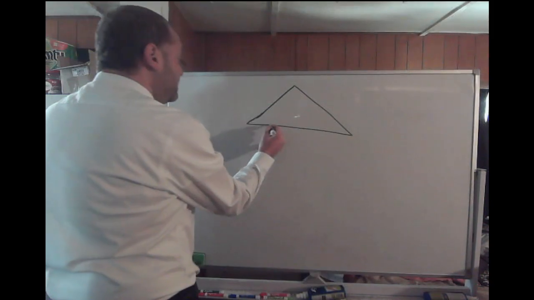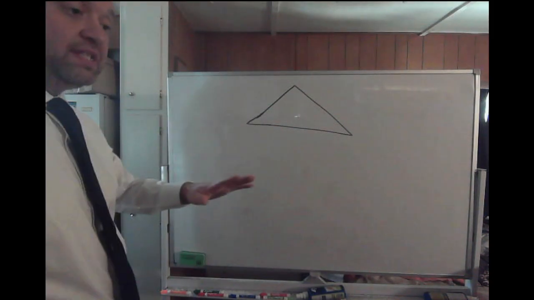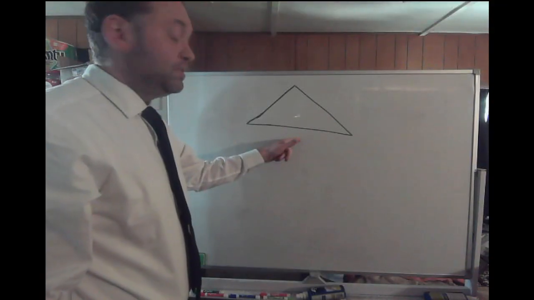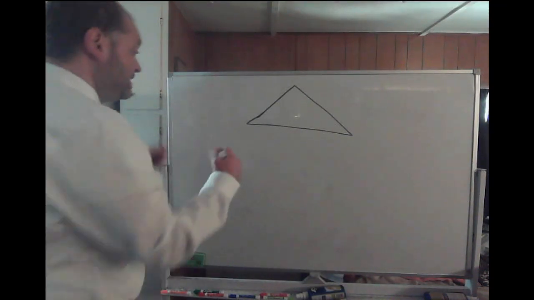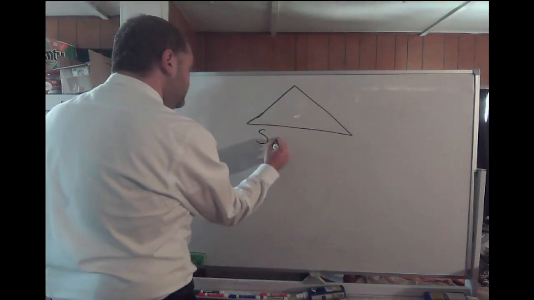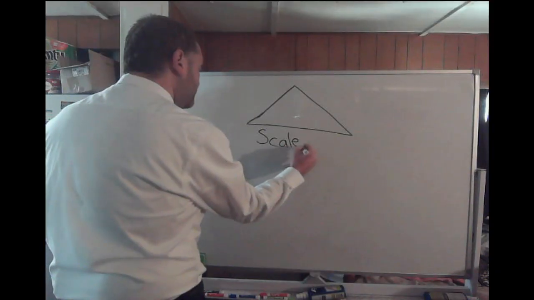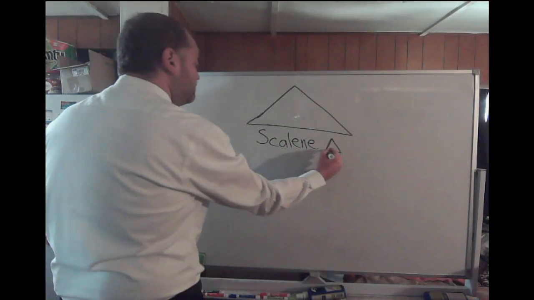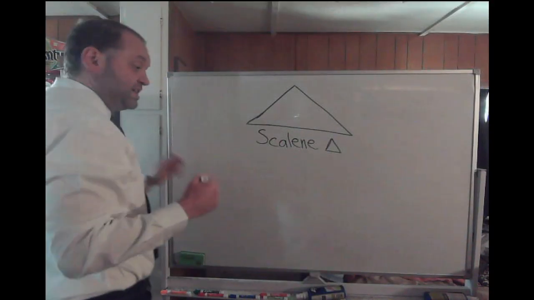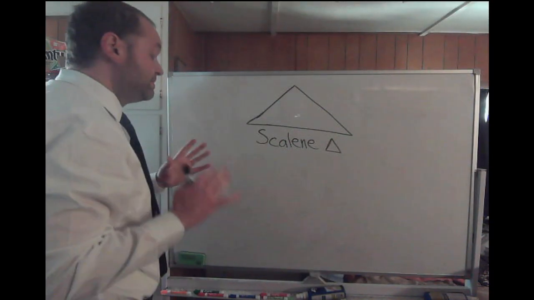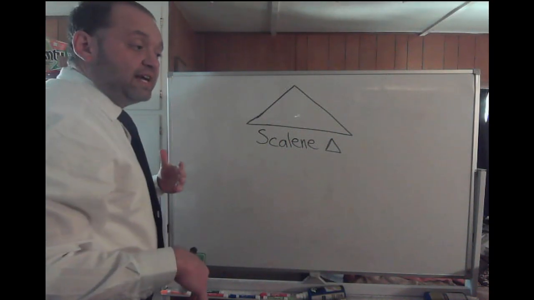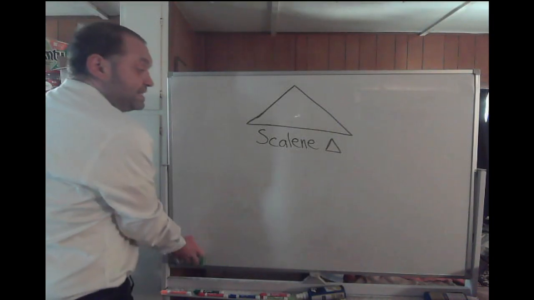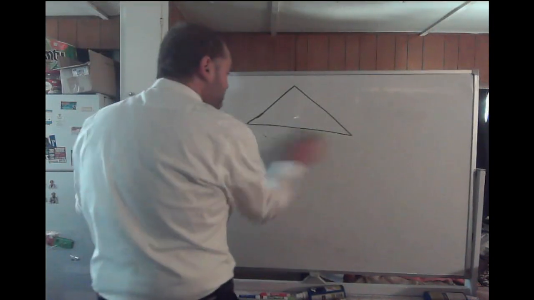If a triangle has no congruent sides, in other words, none of the sides have the same lengths, they're all different lengths, that's called a scalene triangle. This would be considered a scalene triangle. You could think of it as they're all different, so they're scared of each other. Scared, scalene. That's how I remembered it, at least. That's what helped me remember it.